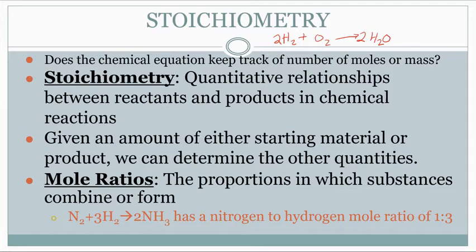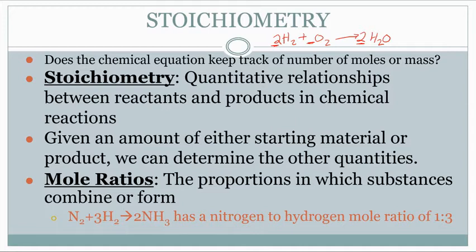So when we're looking at those numbers, these coefficients in front, the 2, the one that's not written, and the 2 here, that tells us the mole ratio. The mole ratio is the proportions in which substances are going to combine or form. So in this case, I have a 2 to 1 to 2 ratio, or 2 moles of H2 to 1 mole of O2 to 2 moles of H2O. So that's the baseline of stoichiometry, is comparing moles of something.